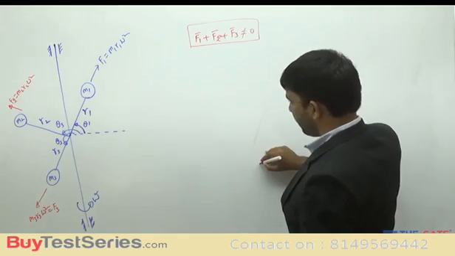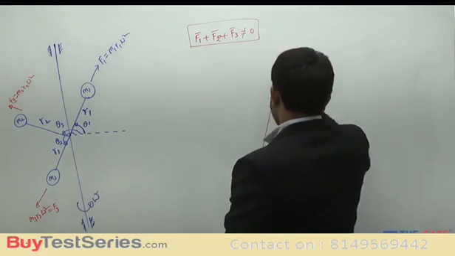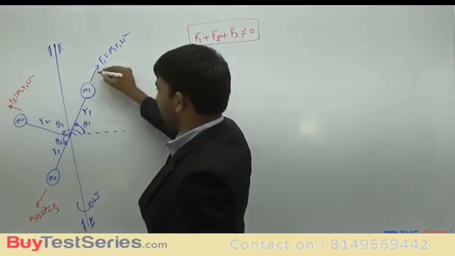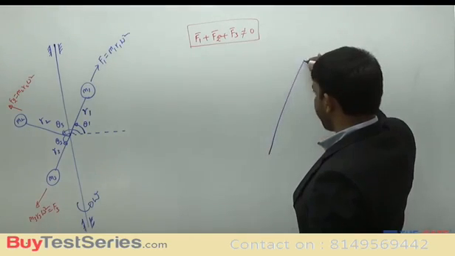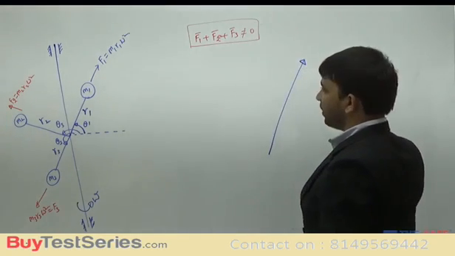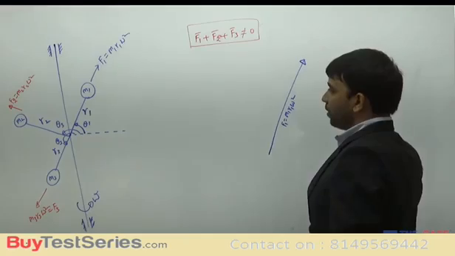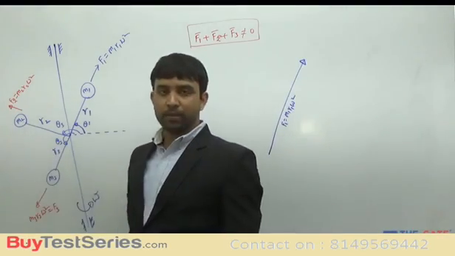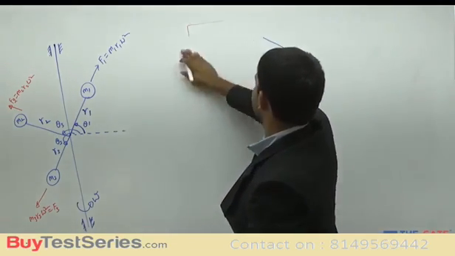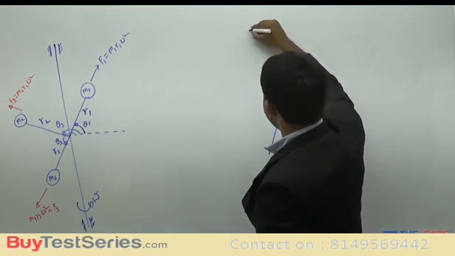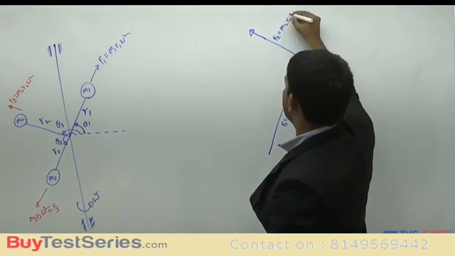So draw a vector parallel to the force vector. The length of this vector indicates the magnitude of that particular force. So this is nothing but F1, that is M1 R1 omega square. And you can see, due to mass 2, there is a centrifugal force in this direction. The length of this vector is equal to the magnitude of the force, M2 R2 omega square.